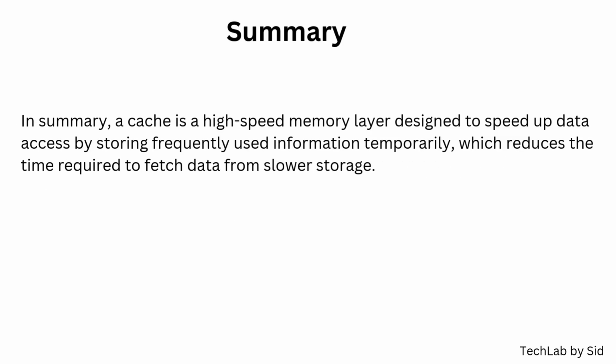In summary, a cache is a high-speed memory layer designed to speed up data access by storing frequently used information temporarily, which reduces the time required to fetch data from slower storage.